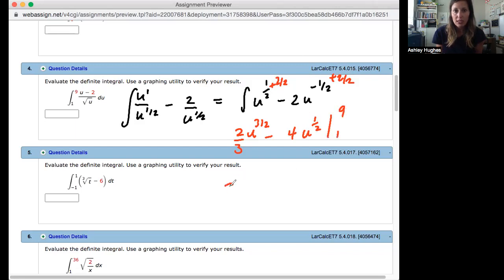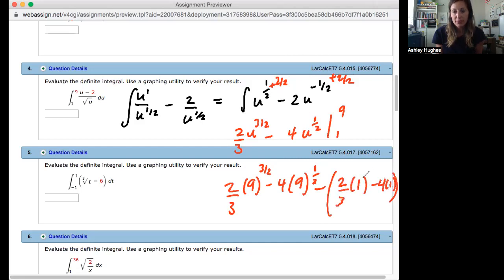And then if I plug in 9: 2/3 times 9 to the 3/2 minus 4 times 9 to the 1/2, minus parentheses 2/3 times 1. 1 to any power is 1, so those are just 1. Now let's talk about this 3/2 business. That's the square root of 9 cubed. The square root of 9, I like to make it smaller and then cube it. The square root of 9 is 3, and 3 cubed is 27.